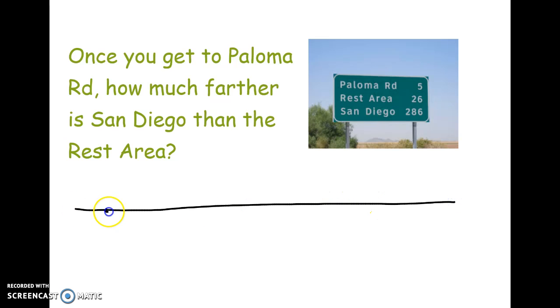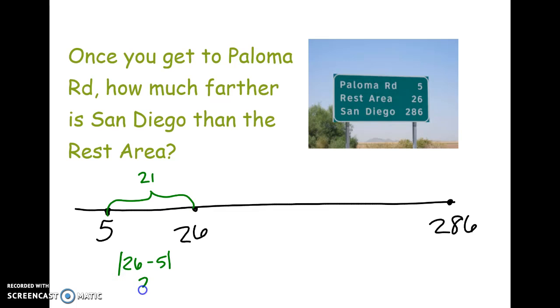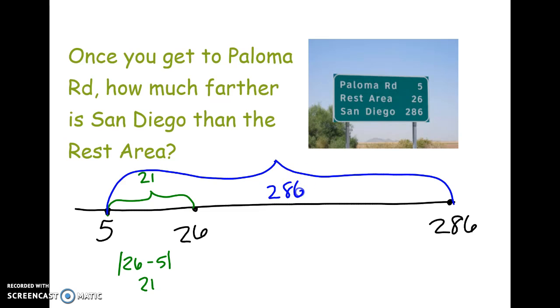I know some of you are very visual learners. So here is Paloma Road in 5 miles. Here's the rest area in 26 miles. And here's San Diego in 286 miles. I realize this is not drawn to scale. But once I get to Paloma, the rest area is only 21 miles away. I figured that out by doing 26 minus 5 and taking the absolute value, which is 21. I do the same process to get to San Diego, 286 minus 5, and the absolute value of that would be 281.